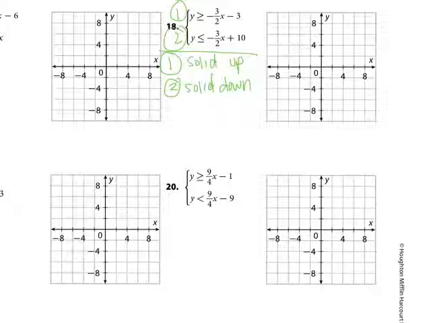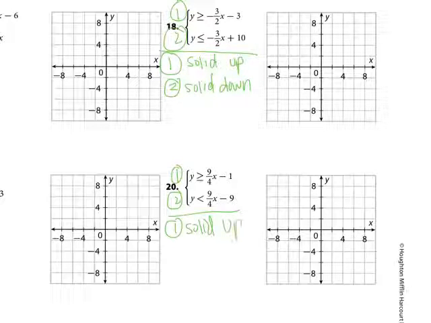On number 20, I can tell that on number 1, my inequality is greater than or equal to. That means I'm going to have a solid line. And since it's greater than, I know that I'm going to shade up. For number 2, since I have less than here, and I don't have an equal, I know that this is going to be a dotted line. And because it's less than, I'm going to shade down. So I'm ready to graph both of my equations.